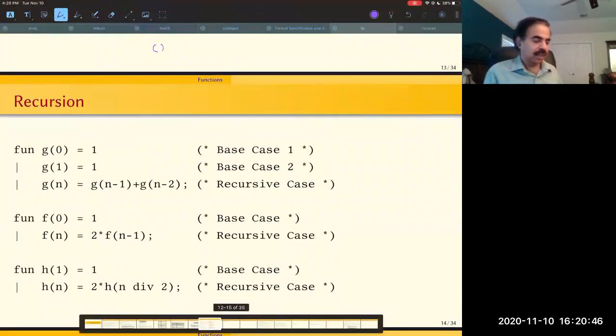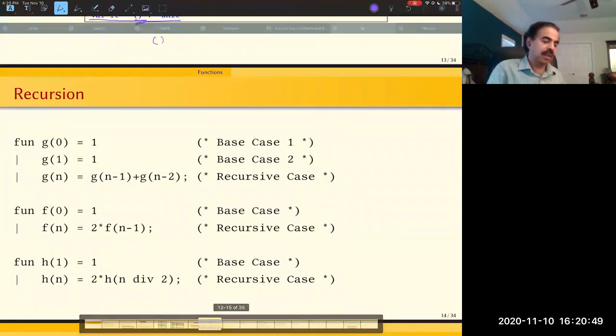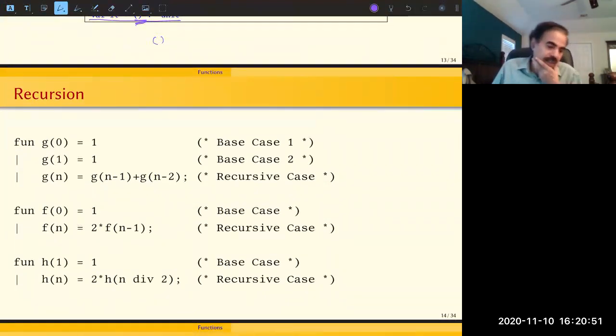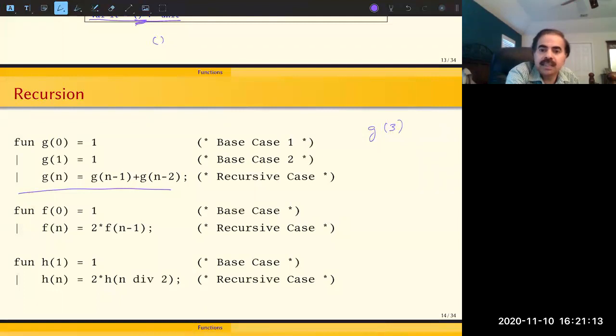So let me conclude by just showing a few recursive functions. So here is our Fibonacci, right? So if you type this in, that's the definition of the Fibonacci series, right? So if you type this in as a function into standard ML, you can say, hey, g of 3, and then it'll print the third Fibonacci or fourth Fibonacci number, actually, right?